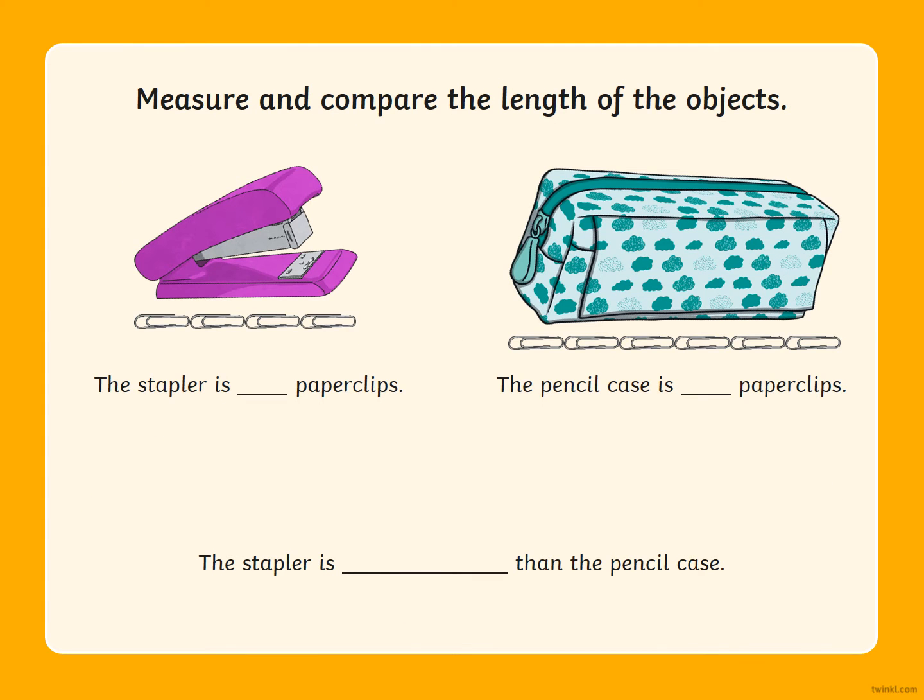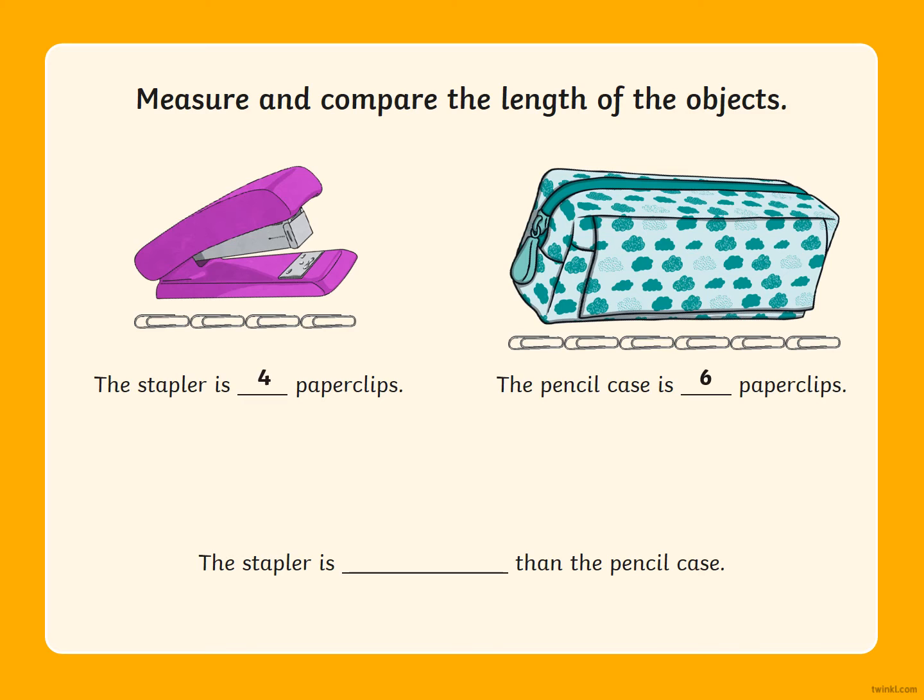Now when we first start to learn how to measure things, we don't use a ruler and we might use different objects. So for example, if we use paper clips to measure the length of these objects, the stapler is 1, 2, 3, 4 paper clips long. Let's have a look at the pencil case. The pencil case is 1, 2, 3, 4, 5, 6 paper clips long.